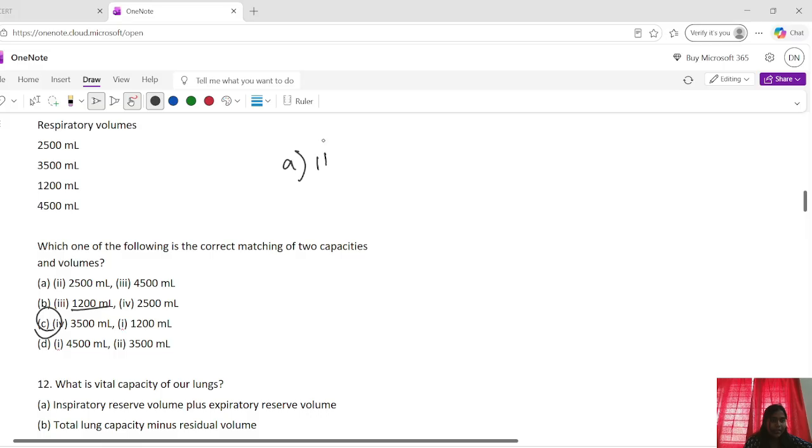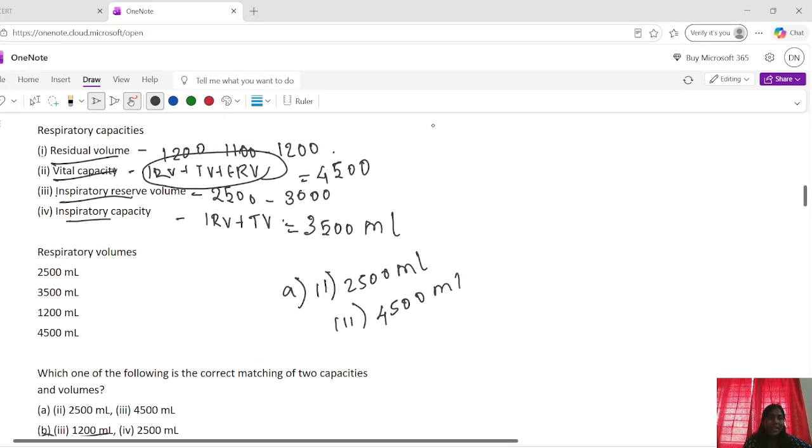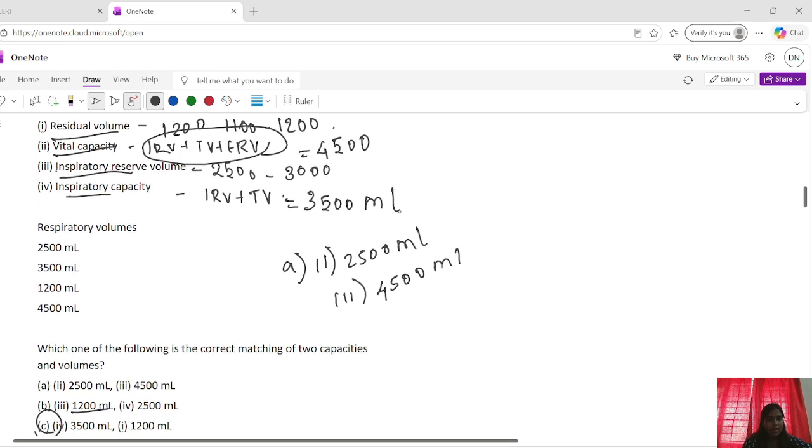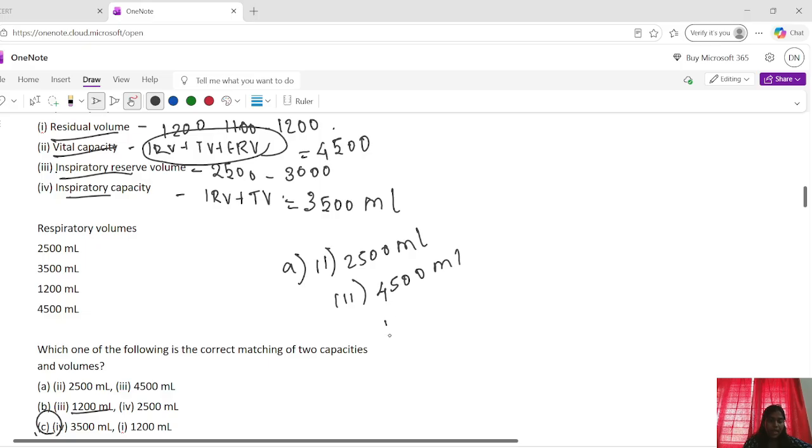In option A, they have given 2500 ml and the third one is paired with 4500 ml. What are the second and third? Vital capacity and expiratory reserve volume. None of them is correct. So it is not option A. And then let's see option B. In option B, the third one should be paired with 1200 and the fourth one should be paired with 2500. Now none of them is correct.